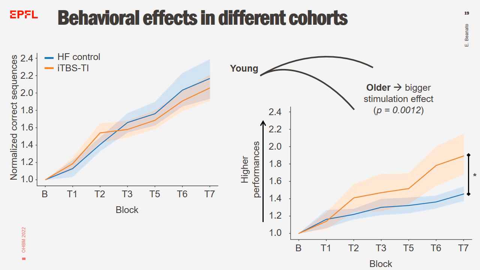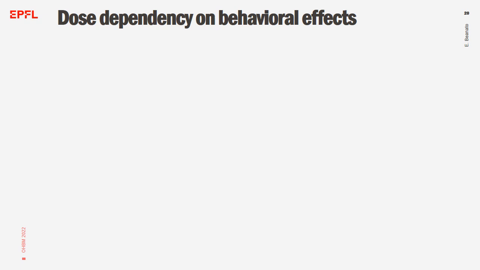neurodegeneration affecting brain plasticity. The stimulation could hence support brain plasticity, pushing the brain, let's say, toward a more younger dynamic. Another factor which we then found to be important for the effects of the stimulation was the dose of both stimulation and training.